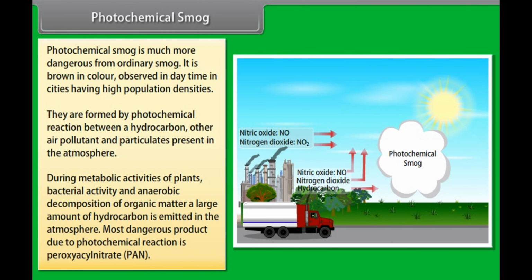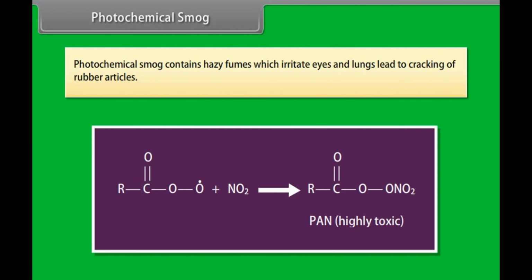During metabolic activities of plants, bacterial activity and anaerobic decomposition of organic matter, a large amount of hydrocarbon is emitted into the atmosphere. The most dangerous product of photochemical reaction is peroxyacyl nitrate, PAN. Photochemical smog contains hazy fumes which irritate eyes and lungs, and lead to cracking of rubber articles.